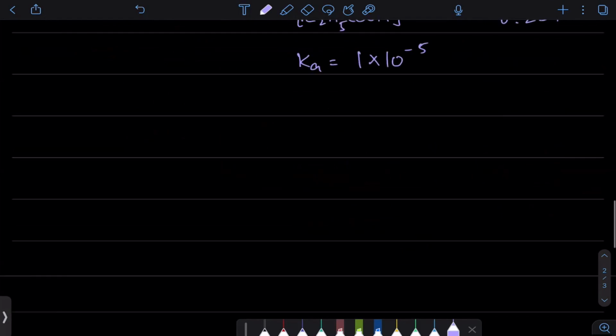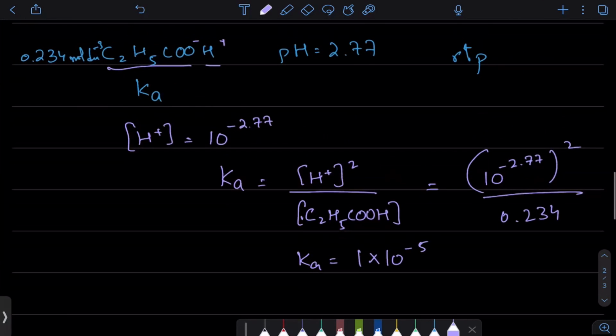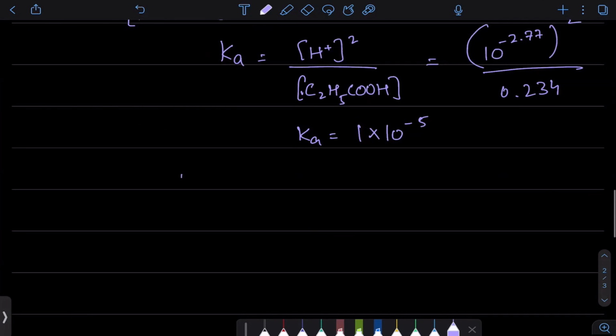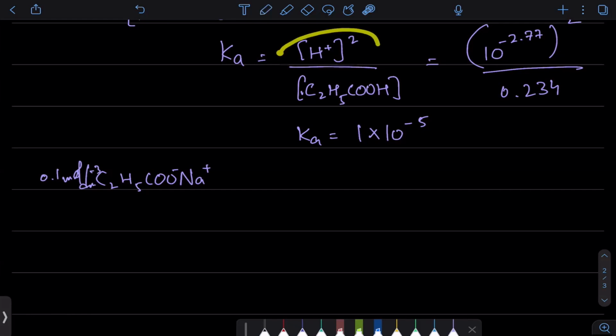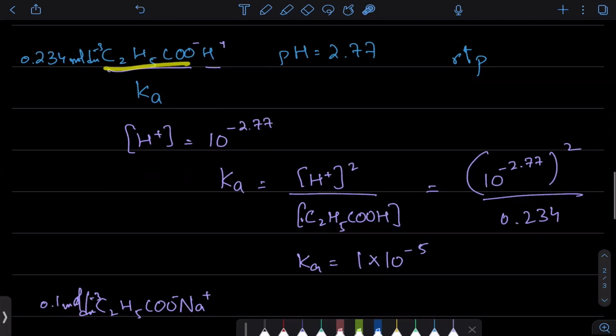Okay. Now, let's say I add sodium propanoate salt in this. So मैंने इसमें sodium propanoate salt add कर दिया. And that is, let's say, 0.1 moles per dm cube. What that means is that my assumption that the H positive and the propanoate ion are the same, that is going to be challenged now.